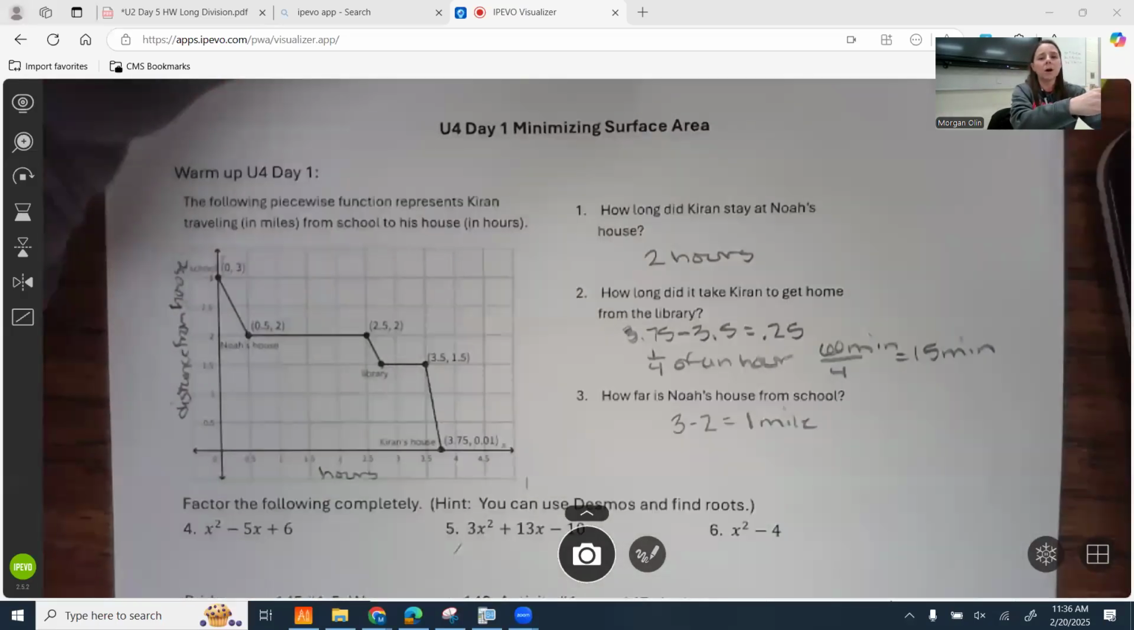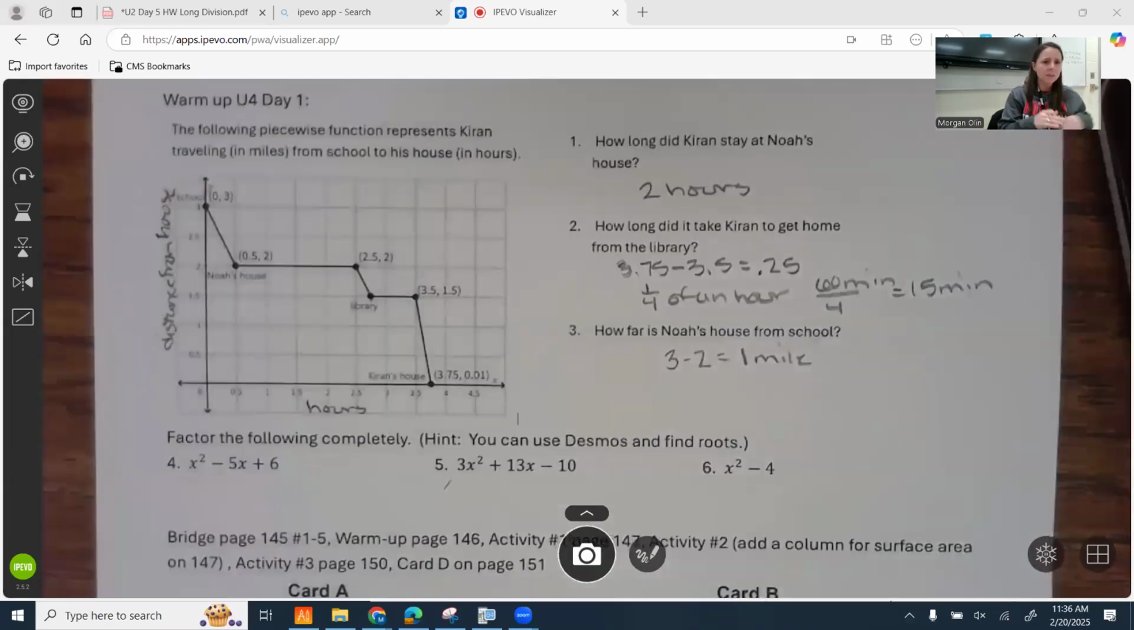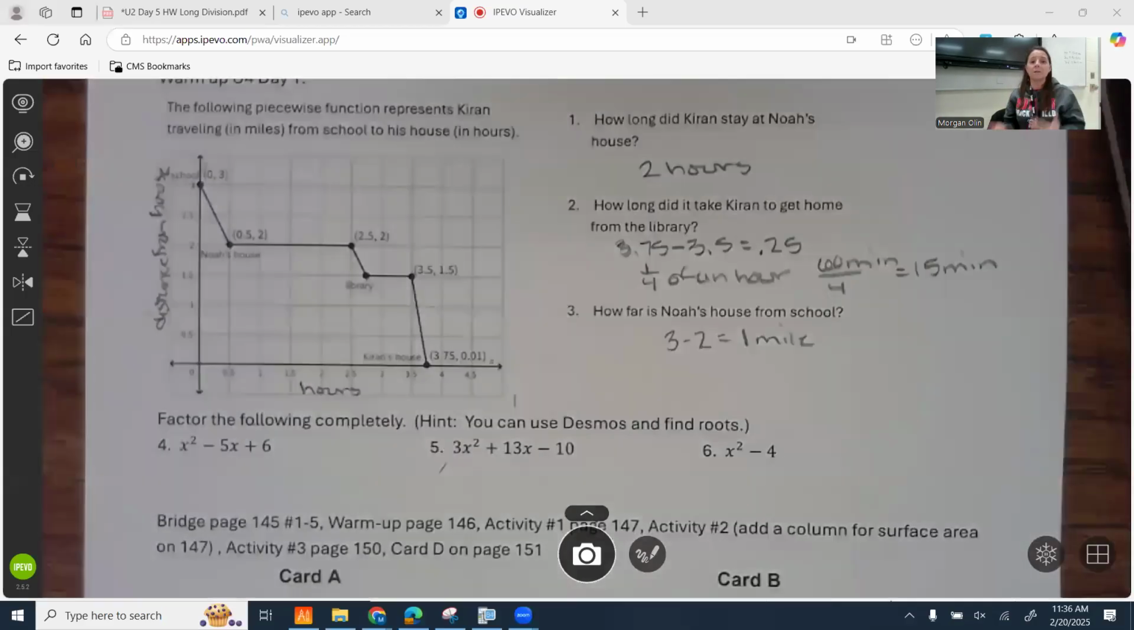All right. So remember our piecewise functions, be able to read them, especially if it's a word problem. Now, in Unit 2, we started doing a lot of factoring. The reason is we're going to hit it here. So we have to make sure that we remember how to factor.